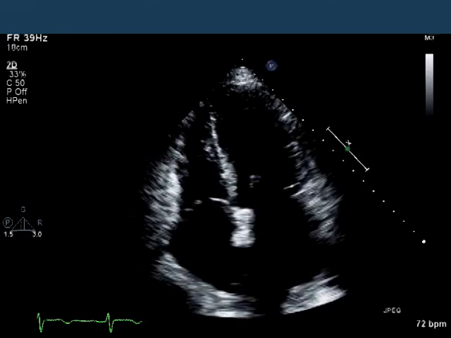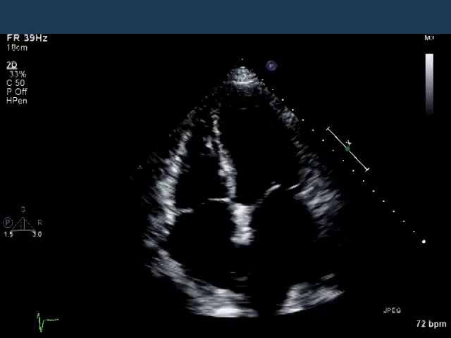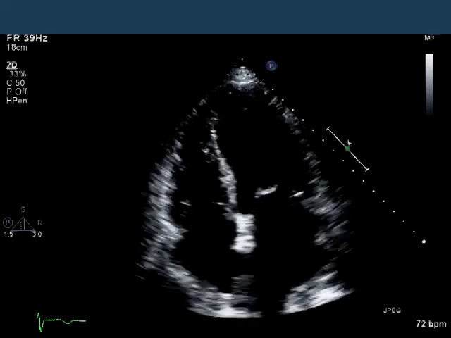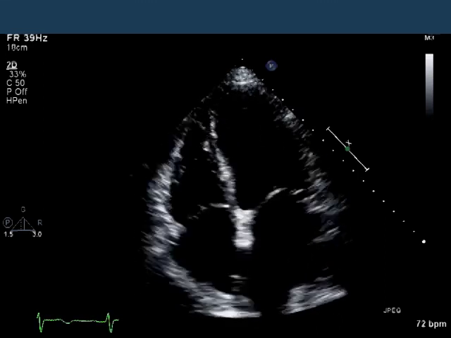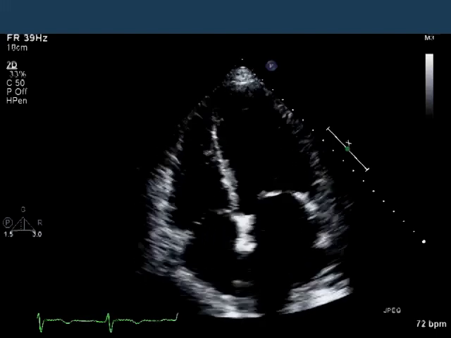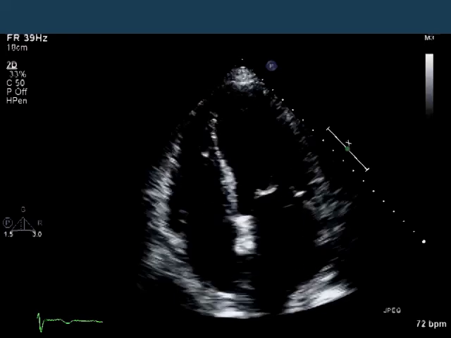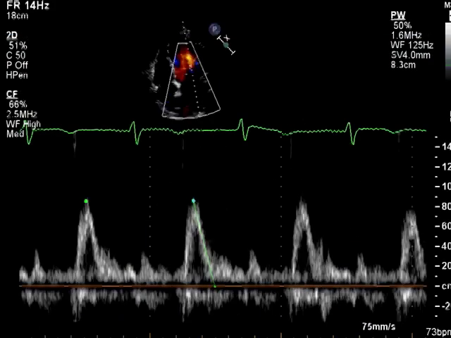This is an apical four-chamber view. Again, you can see here that the left atrium is generous. There may be a trivial amount of mitral annular calcification. The mitral and tricuspid valves anatomically look okay. The RV function looks normal. The LV systolic function, as before, appears to be reduced. In the next slide, you see a pulsed wave Doppler through the mitral valve.